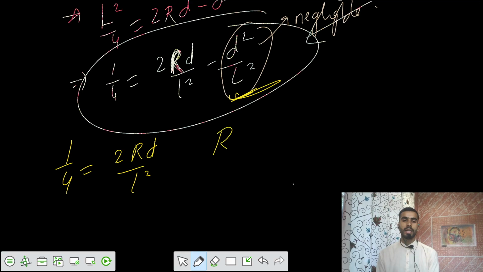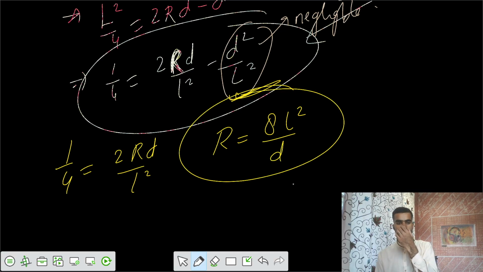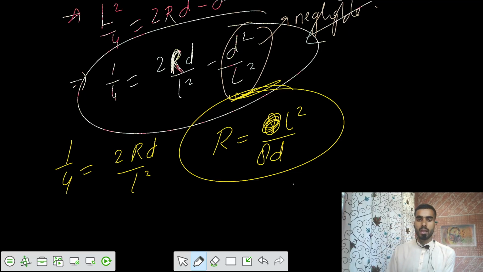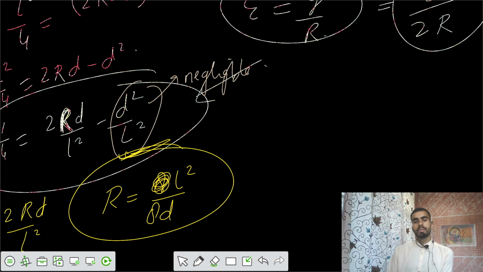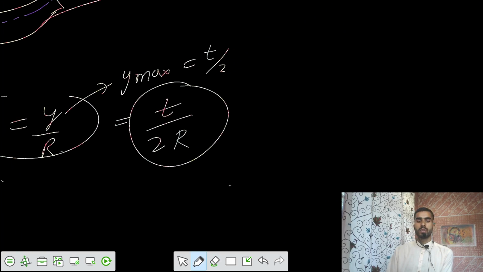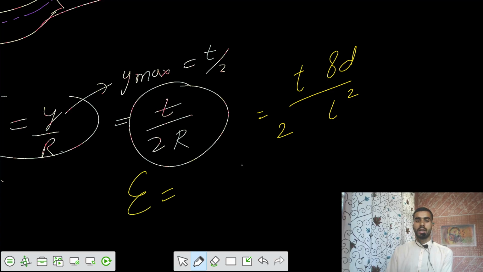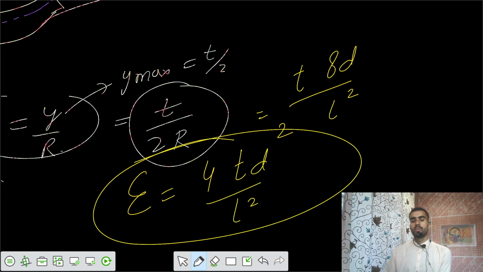So we are left with R equals L square by 8D. L square by 8D equals R. If I substitute the value here, I would write T by 2 times 8D by L square. So we got the strain as 4 TD by L square.